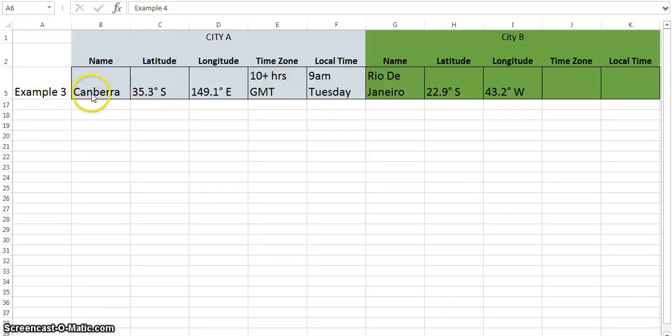So again, we're starting in Canberra and we're going to be in our time zone of 10 hours in front of Greenwich Mean Time. Local time here is still going to be 9 AM on Tuesday. This time we're going to go to Rio De Janeiro and the latitude and longitude have been given to us here, so let's go and plot it on the map.